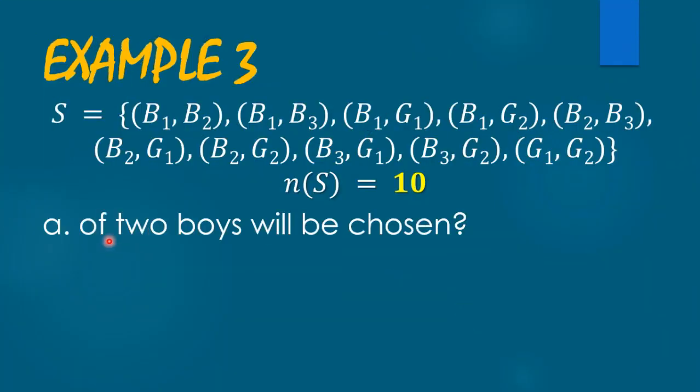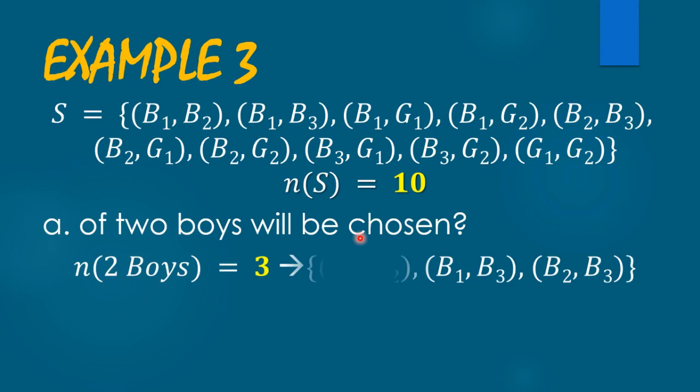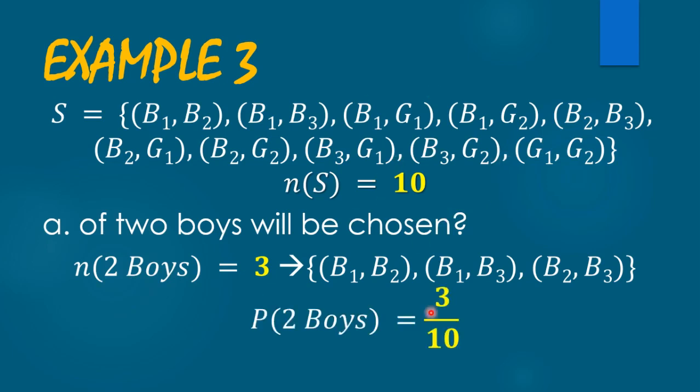Now, if we have to answer the first question, that the committee of 2 boys will be chosen, if we look back at the sample space, the number of elements having 2 boys is 3. We have B sub 1, B sub 2; B sub 1, B sub 3; and B sub 2, B sub 3. So again, the probability of having 2 boys to be chosen will be 3 over the elements in the sample space, which is 10. That is 3 over 10.